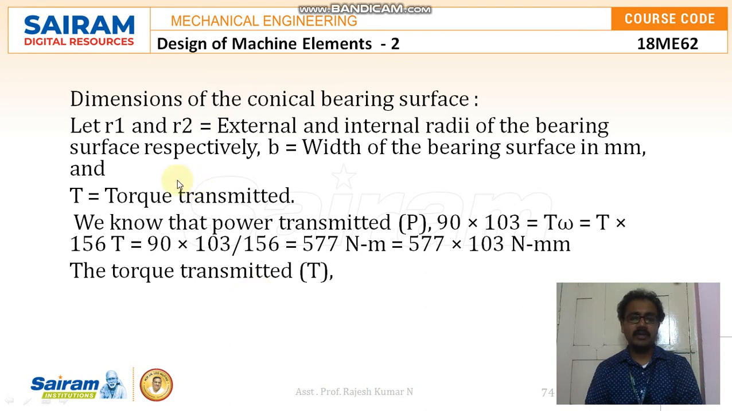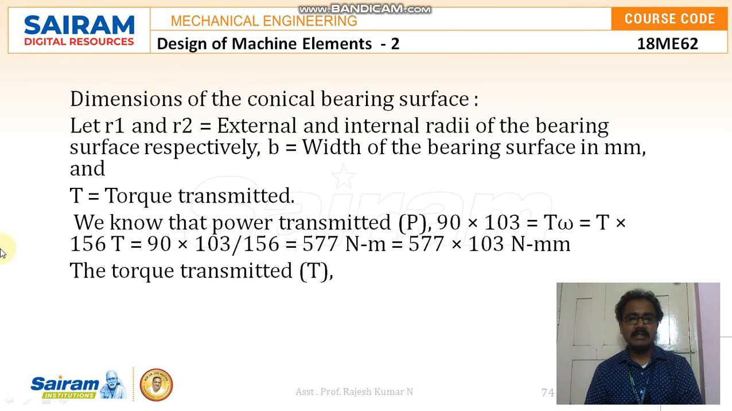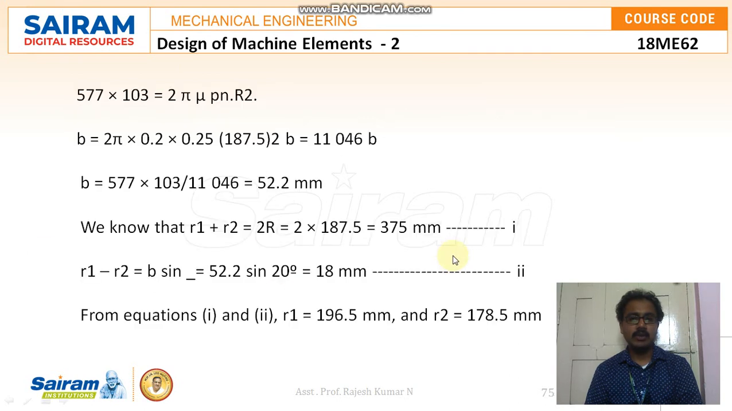Let R1 and R2 be the external and internal radius of the bearing surface respectively, and small b is the width of the bearing surface. Capital T is the torque transmitted. Let me write the power transmitted formula in terms of torque: 90 × 10^3 = T × 156. So here we can find the T value. The torque transmitted T I am getting as 577 × 10^3 Newton mm.